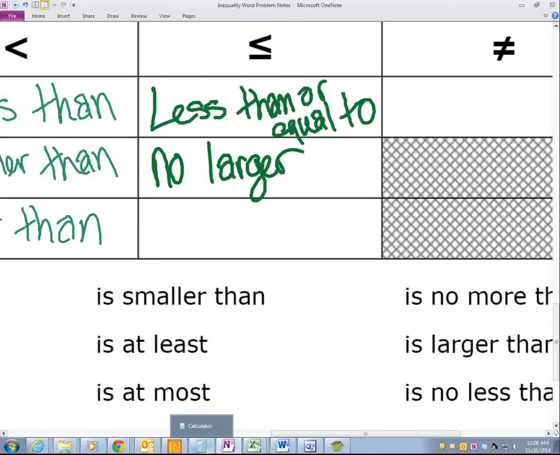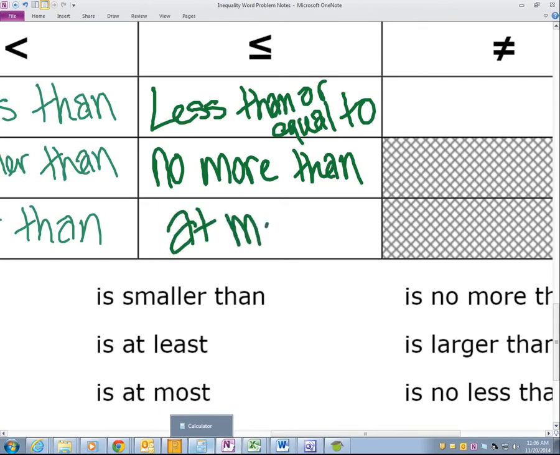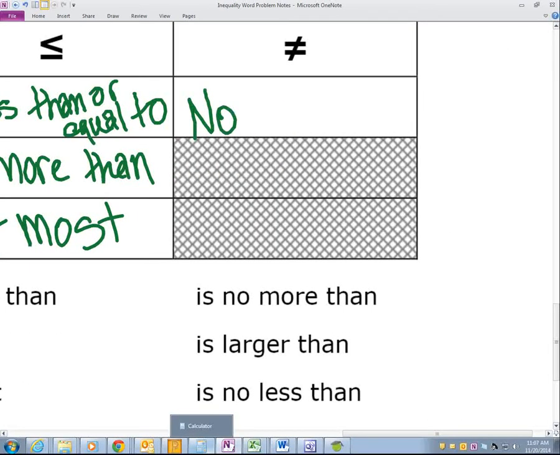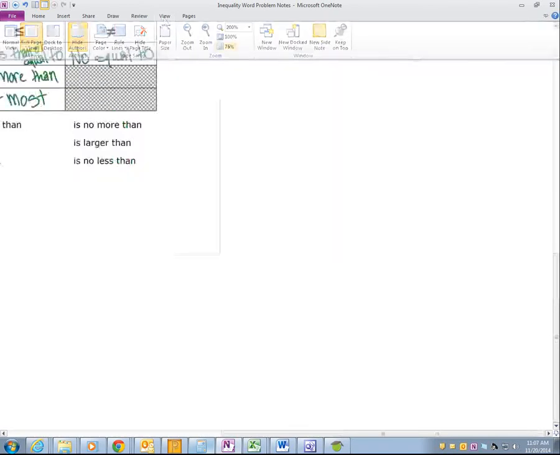Does it say larger anywhere? No. No more than. No more than. Good? Jaden? At most. Kirsten, what you got? Not equal to. Not equal to. Good. So those are all the terms that you could do for those symbols.